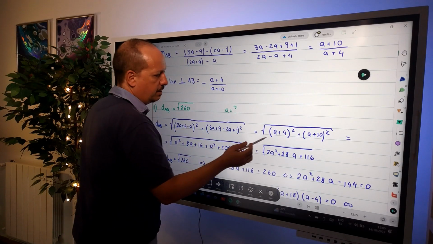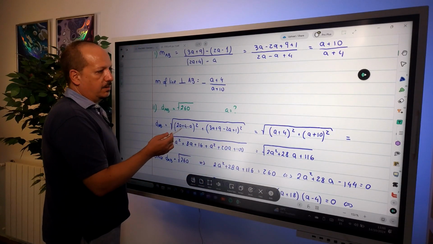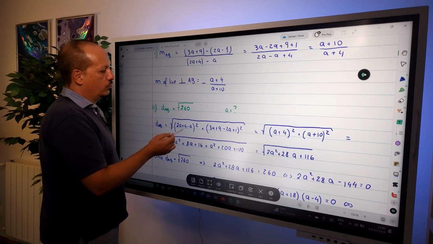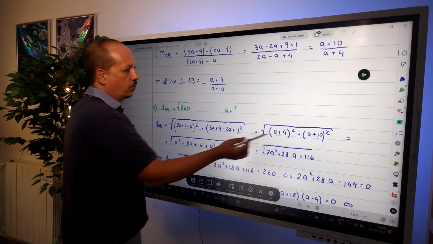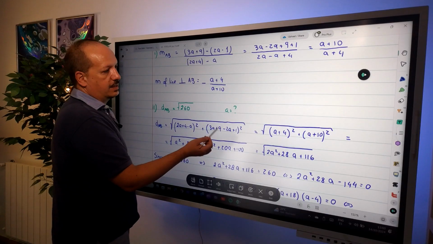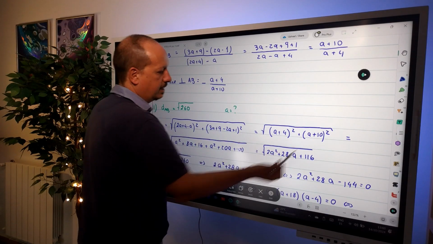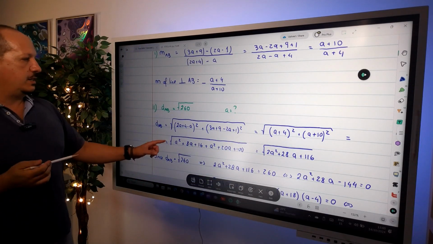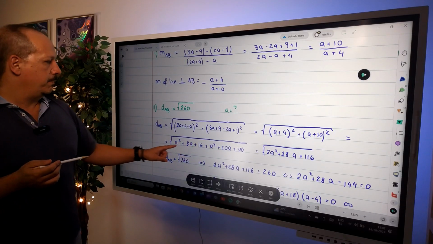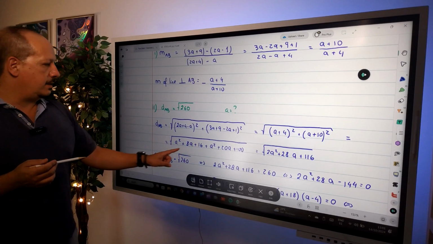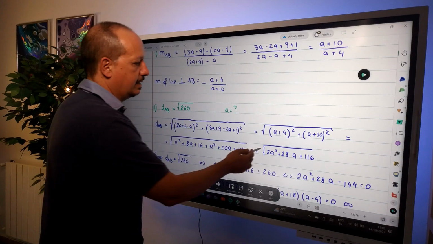So this is the sum of 2 squares. It's (a plus 4) squared. And this is the sum of 2 squares also, (a plus 10) squared. I just expand, and eventually what I get is this.